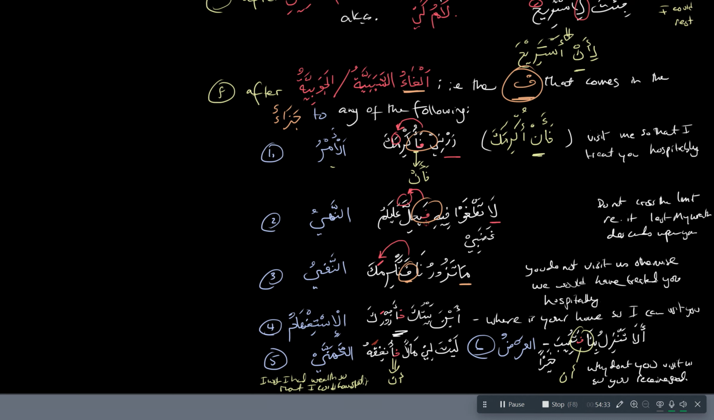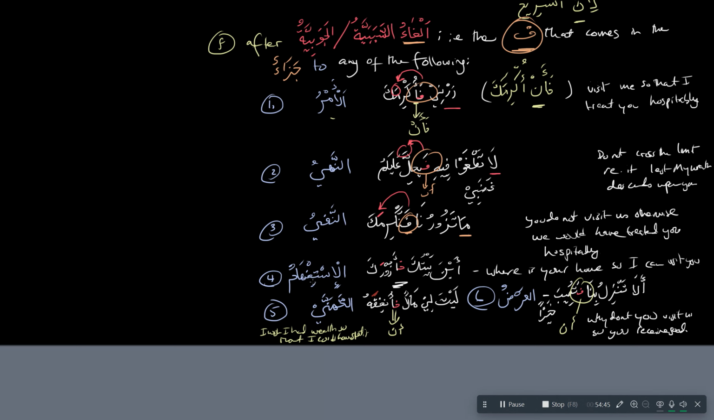So that after this, there's also a hidden an over here. Or after negation, "ma tazuruna fa nukrimaka." Okay, so there's another example. Or with istifham, "aina baytuka fa uziruka."